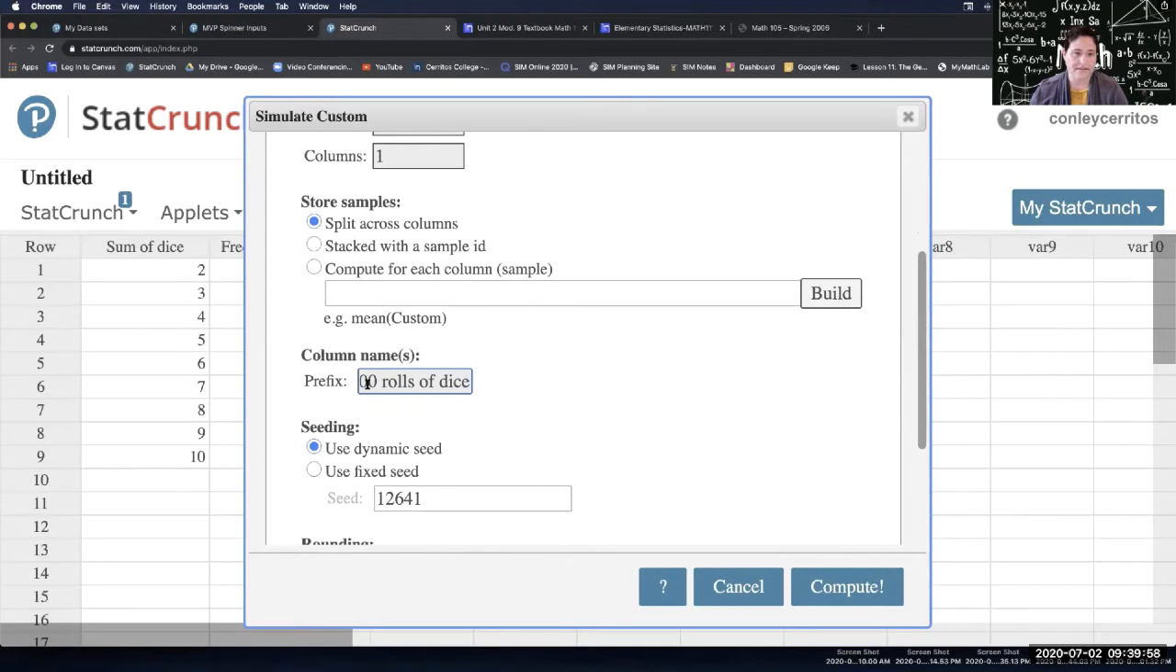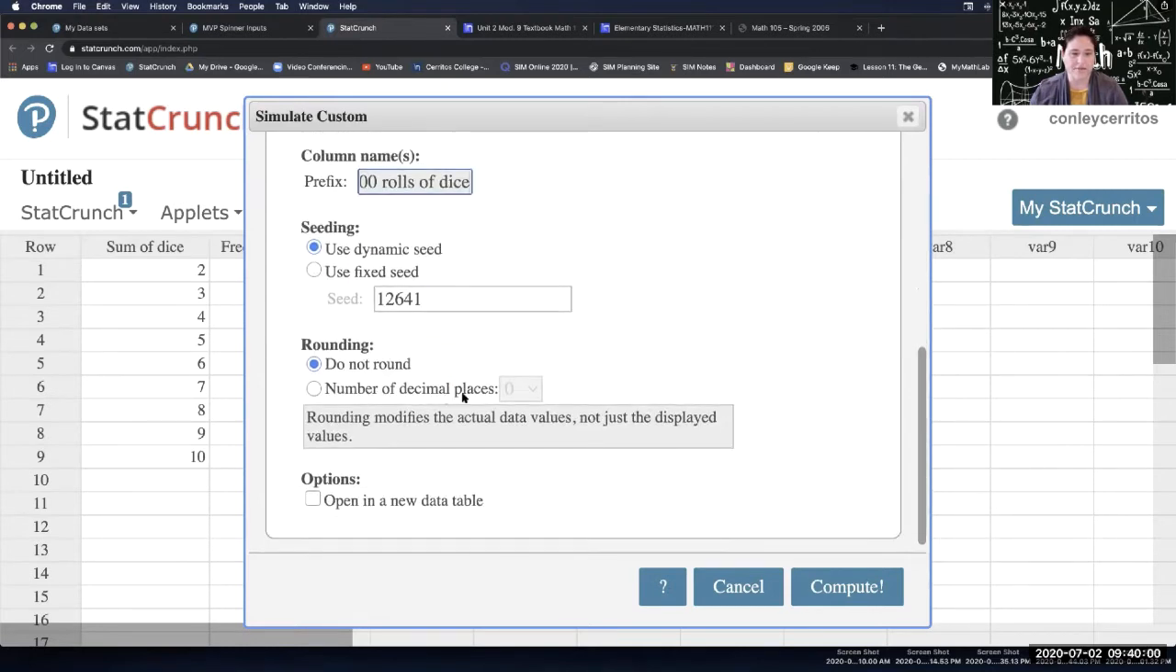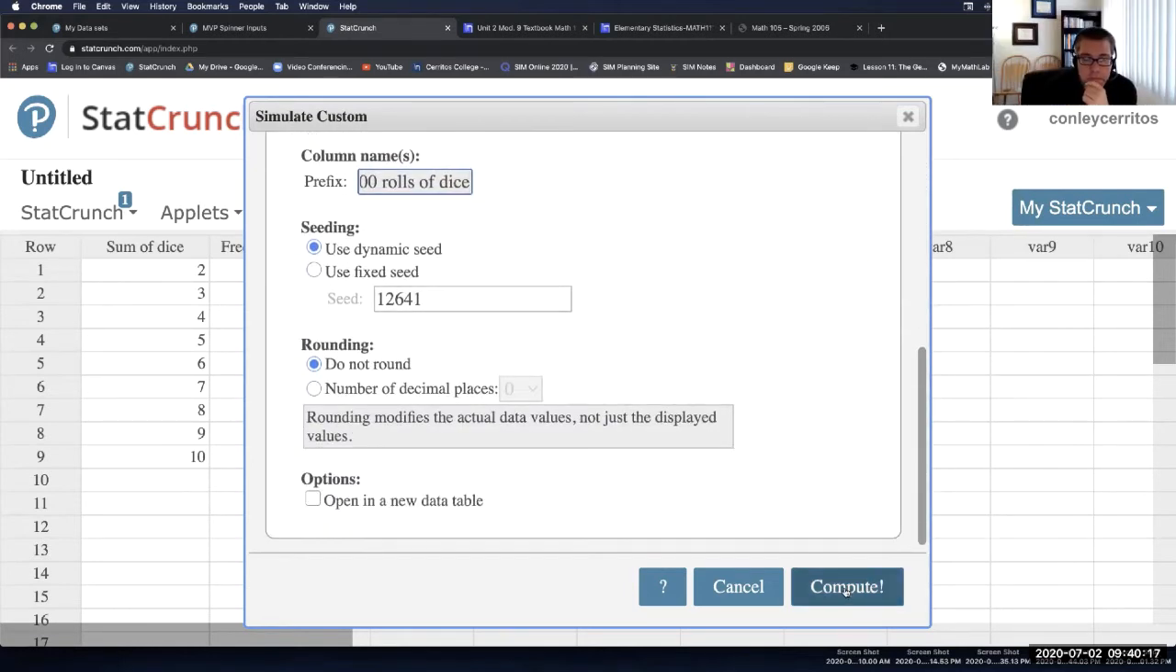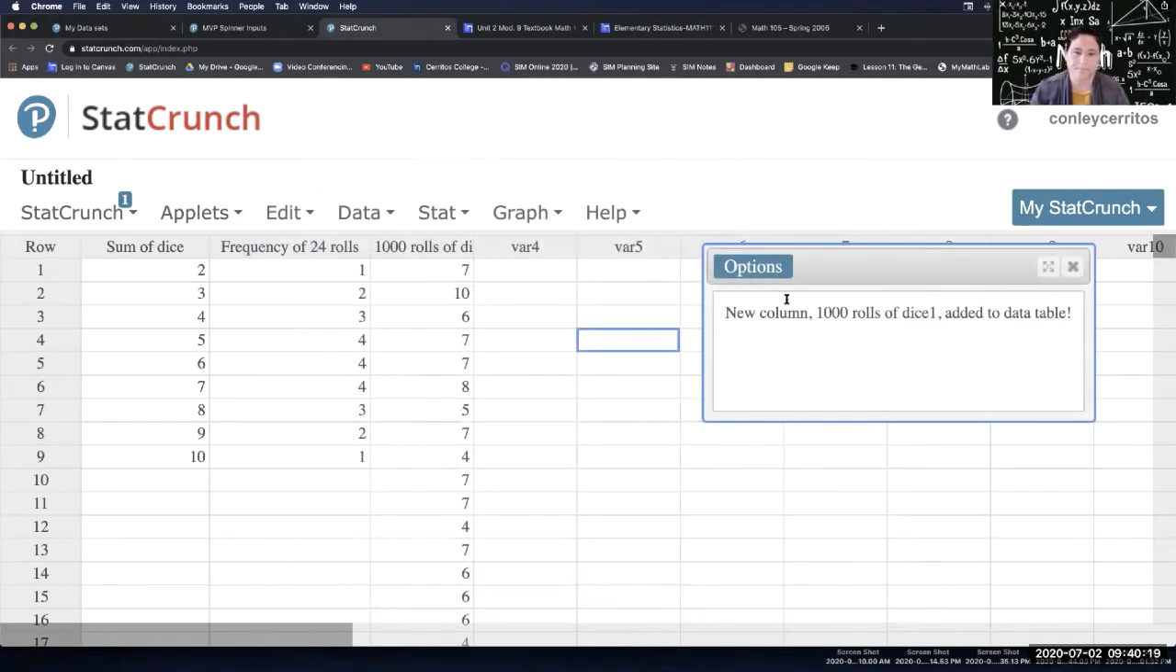So that's the only extra added goodie we have. You can choose if you want to open your data in a new table. Sometimes people like to get a clean sheet, but I'll be okay. And then I just push compute. Does anybody need to see the inputs again? We're good? Okay, compute. Bam.